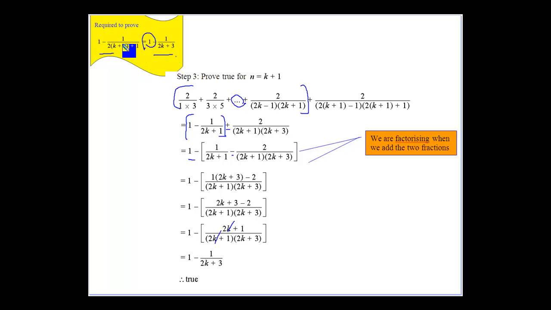That's nice enough to prove, because we know that's equal to 1 minus 1 over 2k plus 3. So there we go. It's true. We've proved that it's true for n equal to k plus 1. So by step 4 again, we were able to say, yep, it's true for all the positive integral values.